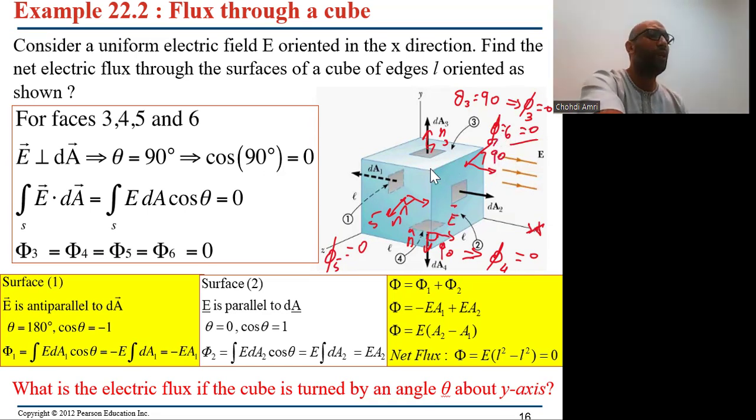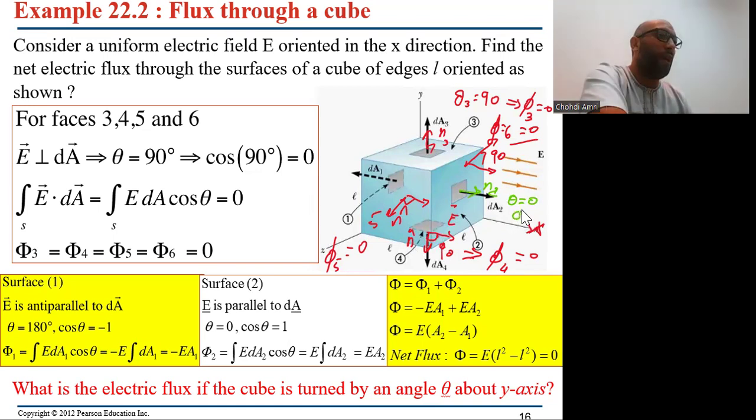So as a conclusion, phi 3 is 0, phi 6 is 0, phi 4 is 0, phi 5 is 0. We have only phi 1 and phi 2. For phi 1, the normal vector, let's take another color, for example, green, is in this direction. The angle between the normal vector and the electric field is 0, okay?